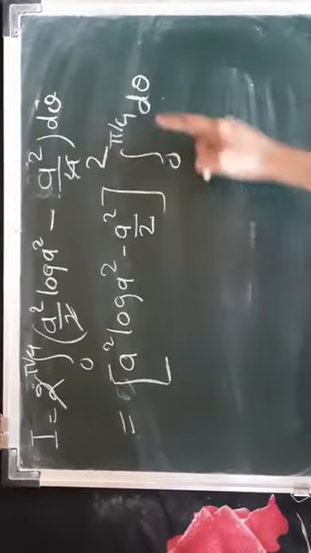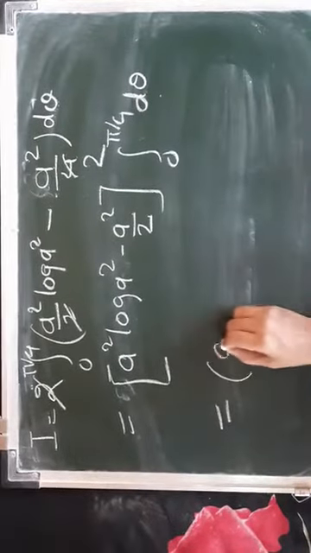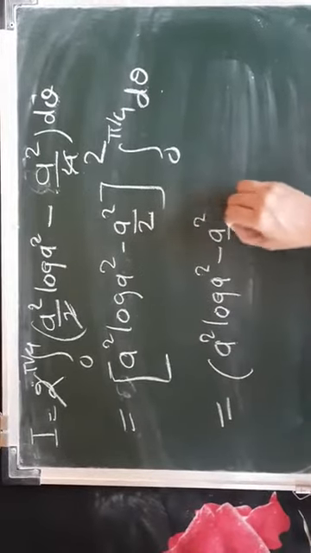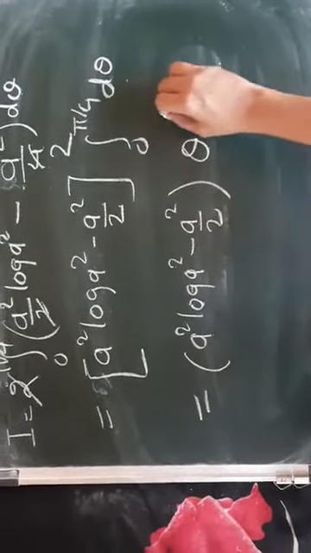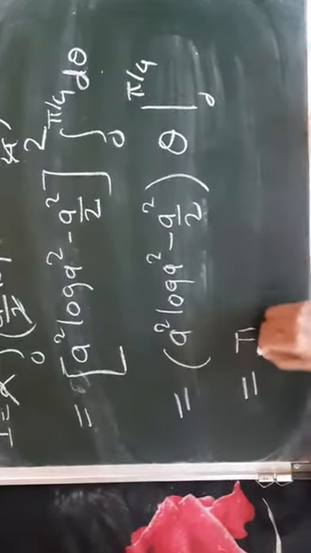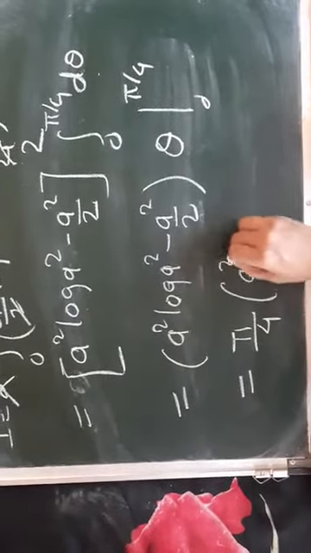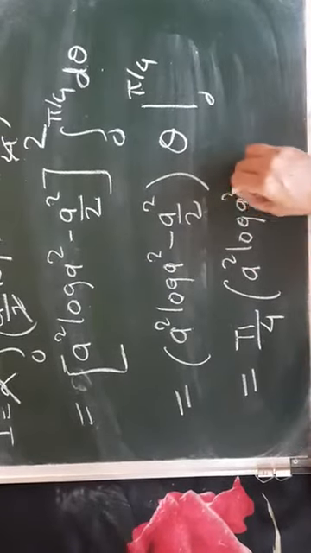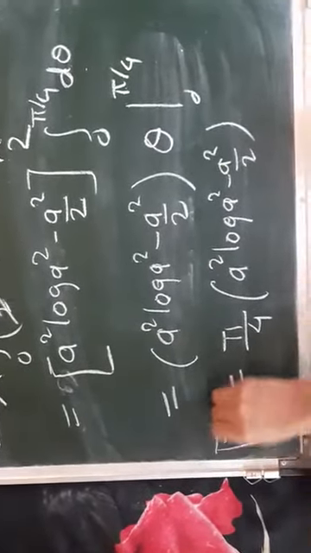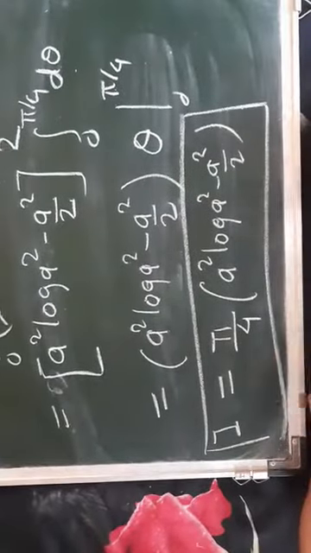But what's the integration of d theta? It is theta. So a square log of a square minus a square by 2 into theta from 0 to pi by 4 gives you the answer as pi by 4 into a square log of a square minus a square by 2. This is your answer of the integration when you convert it to polar form.